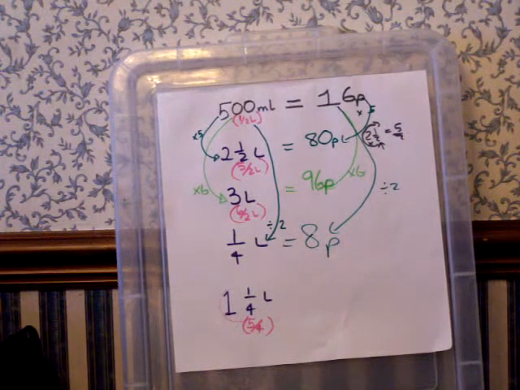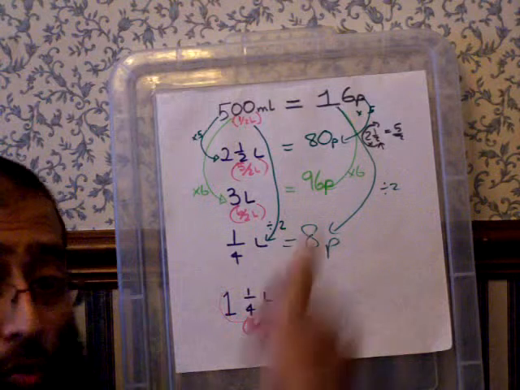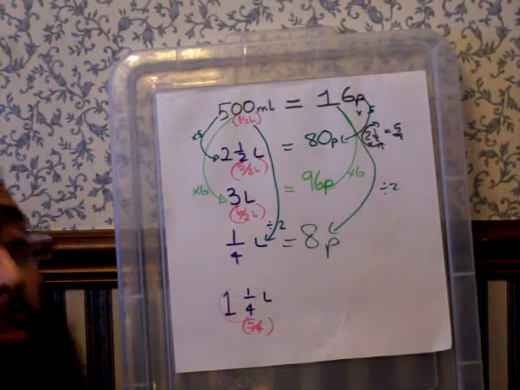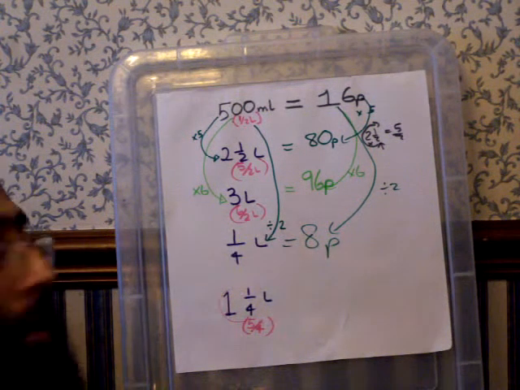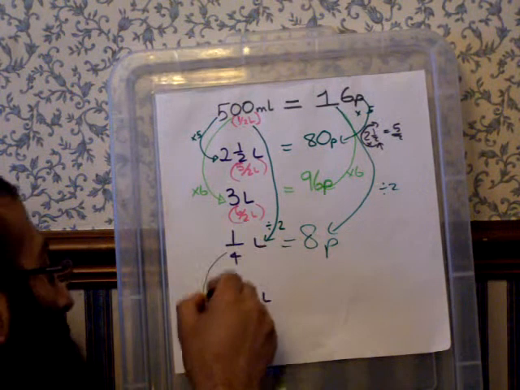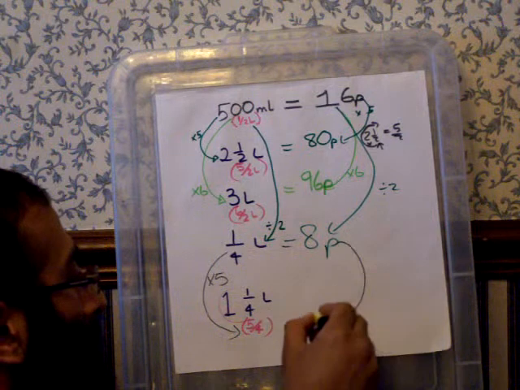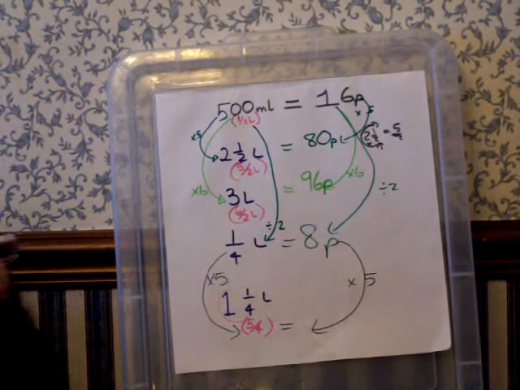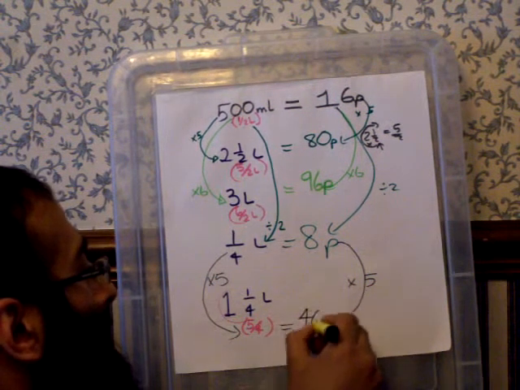Okay. Now, if I want to get from 1 quarter to 5 quarters, that sounds good, yeah? Because we're going from quarters to another quarter. Now, how do we get from 1 quarter to 5 quarters? We times by 5. So 1 times 5 is 5, yeah? So we have to times by 5. So you have 8p times 5, that will give you an answer of 40p.